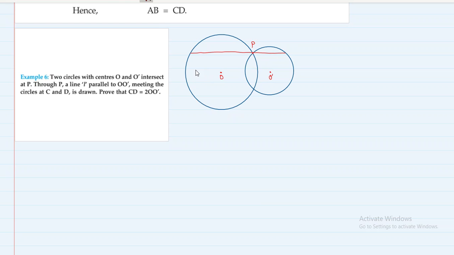Through P, a line L parallel to OO dash, so this line is parallel and this line is called line L. Meeting the circles at C and D. Okay, so this is point C, this is point D, this is point P, this is OO dash. Prove that CD is 2 times OO dash. Okay, so let's write given over here.